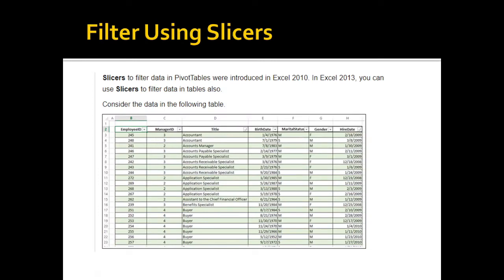Filter using slicers. Slicers to filter data in pivot tables were introduced in Excel 2010. In Excel 2013, you can use slicers to filter data in tables also. Consider the following data in the following table. So again, we have employee ID, manager ID, title, birth date, marital status, gender, and hire date.